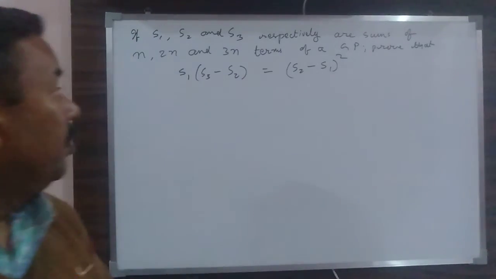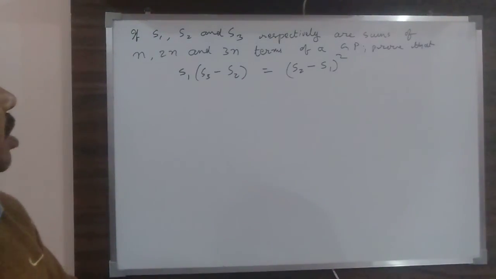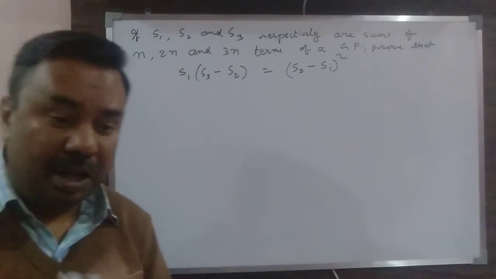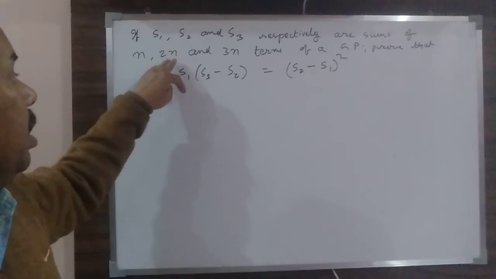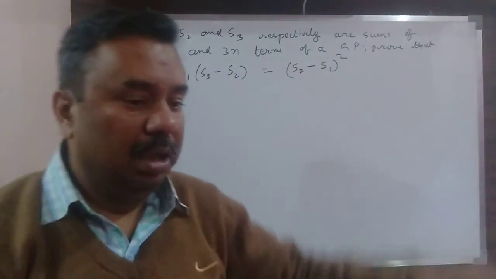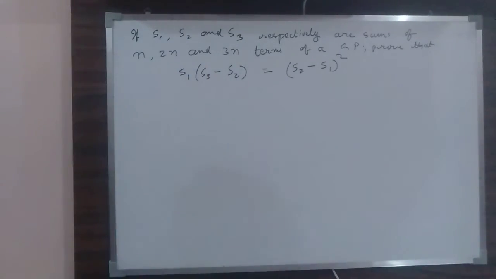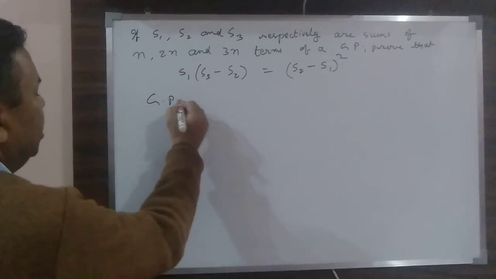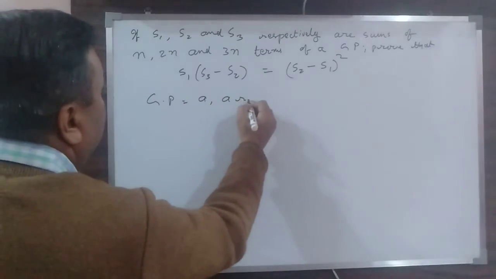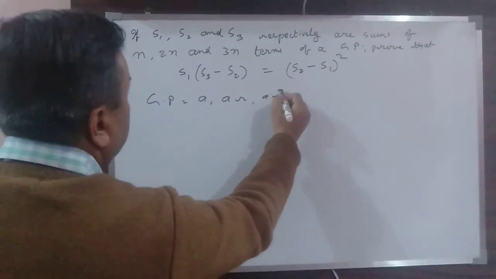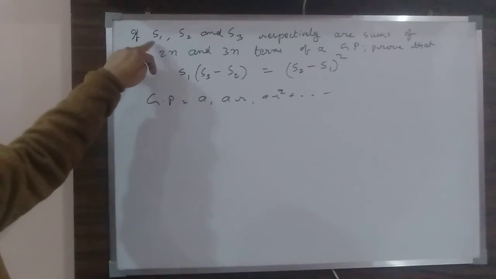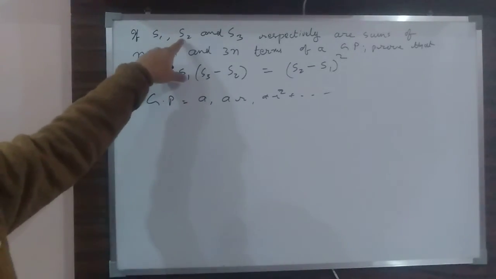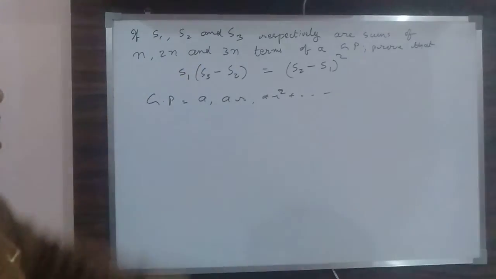So now you have a question: if S1, S2 and S3 respectively are the sums of the first n terms, 2n terms and 3n terms of a GP. Suppose that the GP is A, AR, AR square and so on. So the sum of n terms is S1, the sum of 2n terms is S2 and the sum of 3n terms is S3.